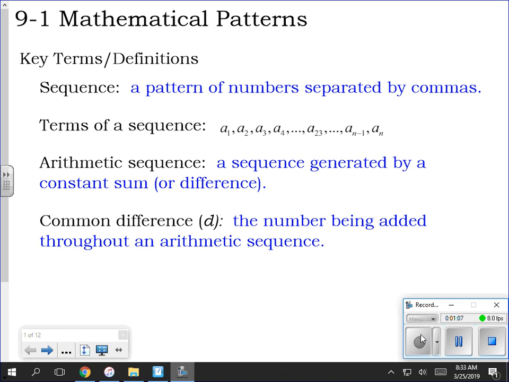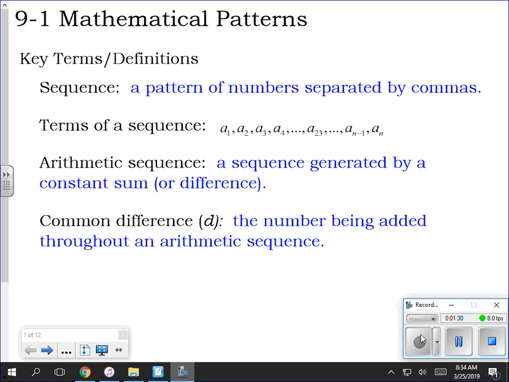So A is a term. A sub 1 is the first term. A sub 2 is the second term. 1 and 2 have absolutely nothing to do with the value. It just tells me what term number it is in the sequence. So A sub 32 is the 32nd term. There are 31 before it and however many afterwards, depending upon how long the sequence goes for.